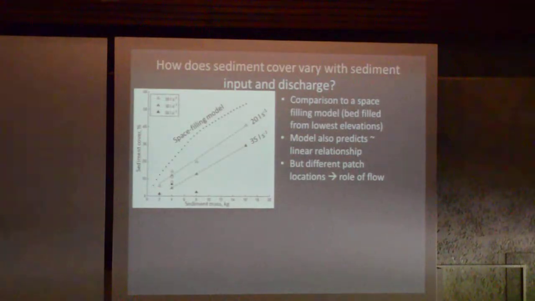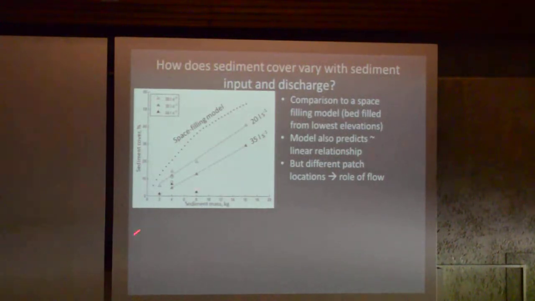So we say, okay, well, if we're hypothesising that it's just filling up the bed from the bottom, we can produce a very simple model. We've got the elevation model of the bed. We can just approximate the density of sediment and basically fill up the bed from the bottom and see how much cover we get for a given mass of sediment that we effectively pour into this bed. And that's the idea of the space filling model, which is what this line here shows.